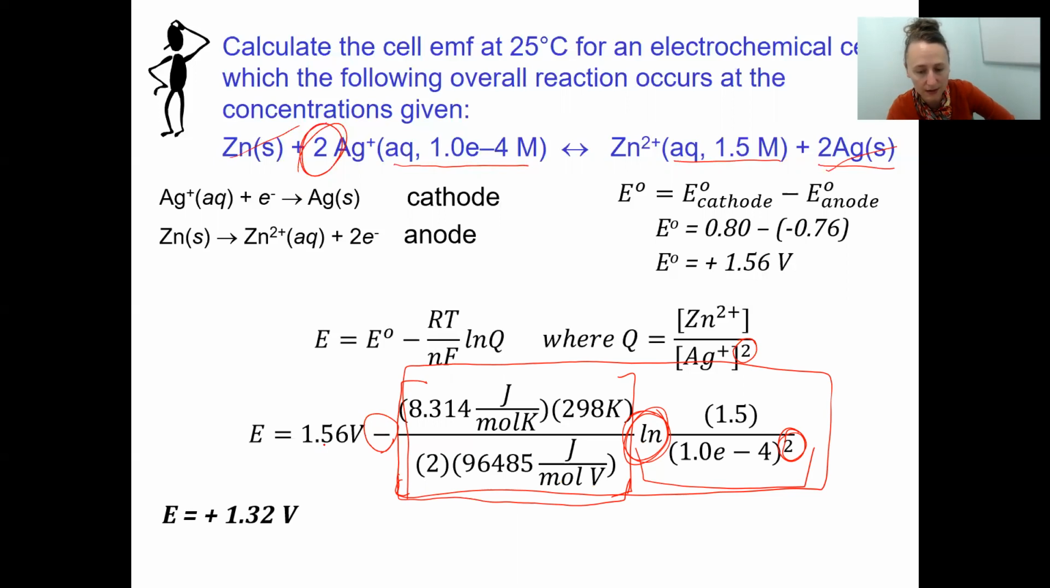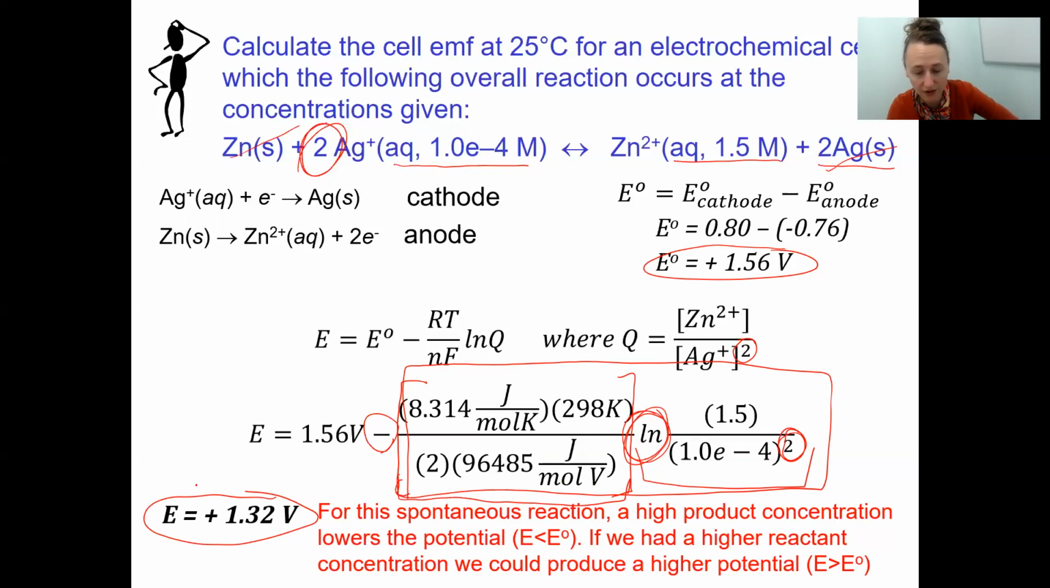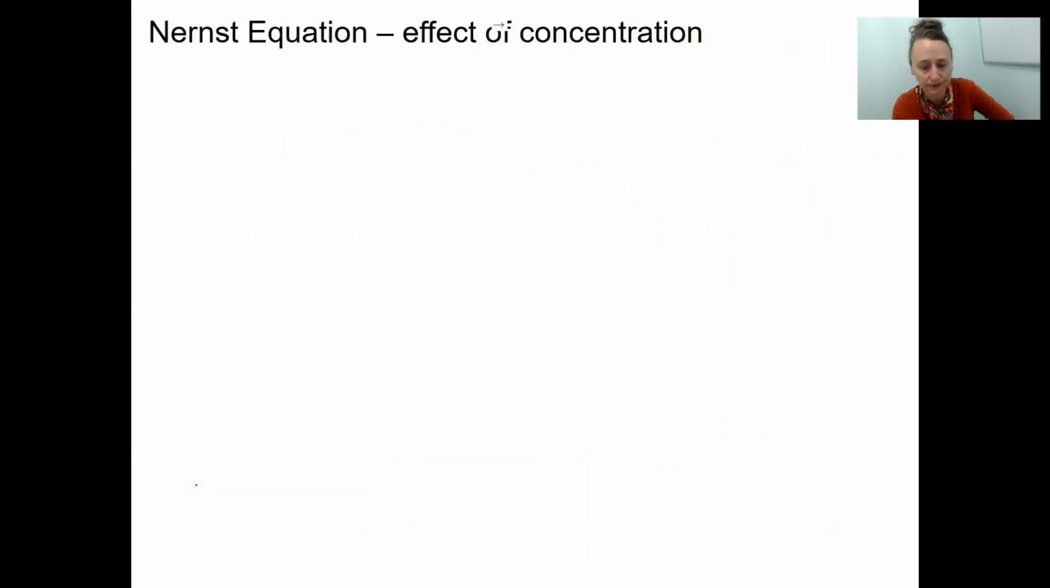So we see that compared to the standard potential, our actual potential is a little bit lower. And that's because our product concentrations are high. In this specific instance, a high product concentration actually lowers the potential that can be produced by the reaction. If we had a higher reactant concentration, then we could probably get a higher potential out of the reaction.